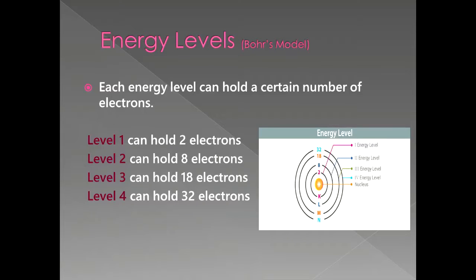Energy levels. Each energy level can hold a certain number of electrons. Level 1 can hold 2 electrons. Level 2 can hold 8 electrons. Level 3 can hold 18 electrons, and level 4 can hold 32 electrons.